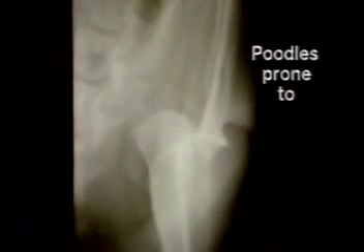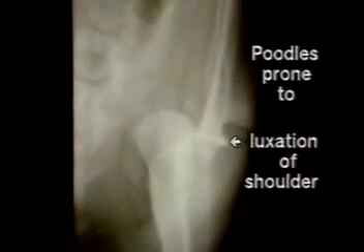A thorough knowledge of breed predispositions is helpful when trying to reach a diagnosis. Poodles, for example, have a predisposition to congenital luxation of the shoulder, and osteochondritis dissecans or hip dysplasia are more likely to occur in large or giant breeds.